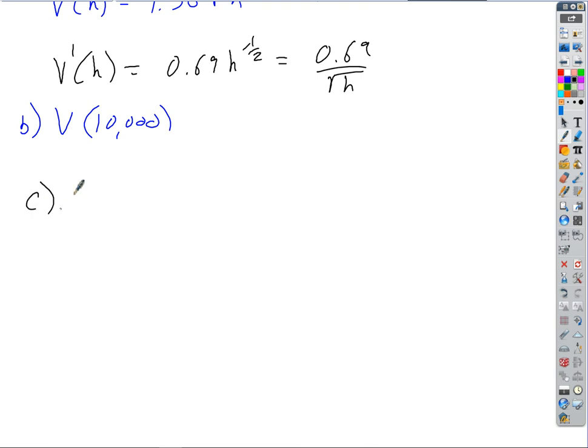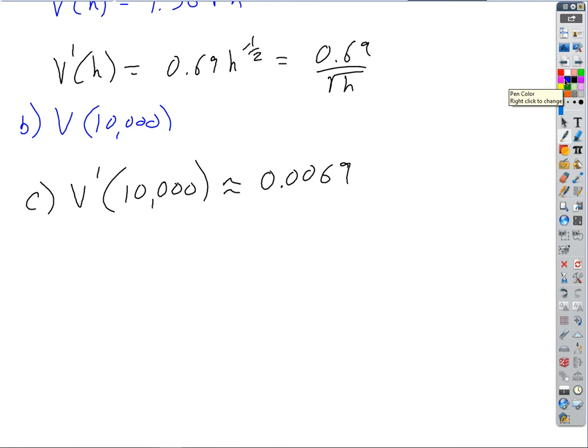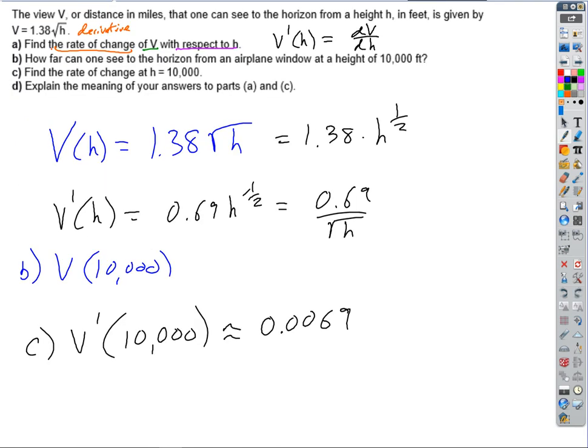So part C is going to be v prime of 10,000. Let's actually evaluate that one. What do I get? The square root of 10,000 is 100, so I'm getting 0.0069, is that right? Yeah. And what are the units going to be for that? What would the units have been for this one? Let's go ahead and do that one real quick. Square root of 10,000 is 100, times that, so I would have gotten 138. And those are measured in miles, right?